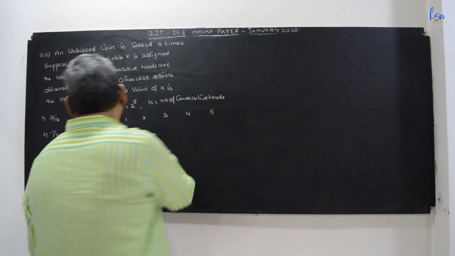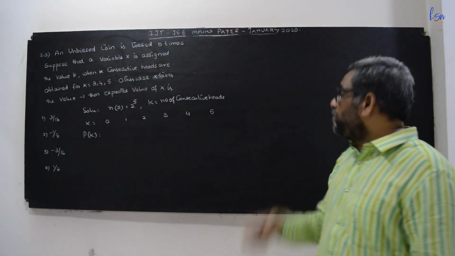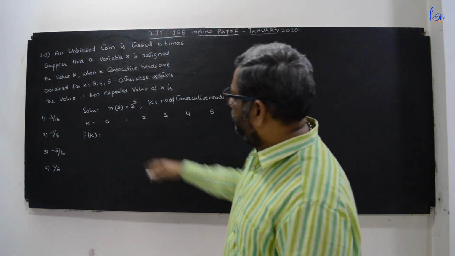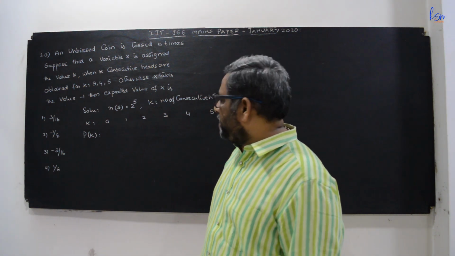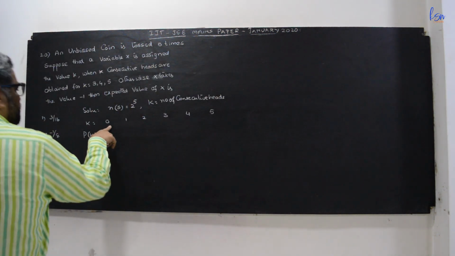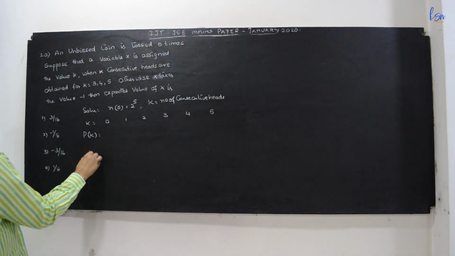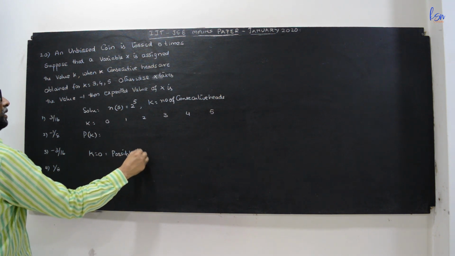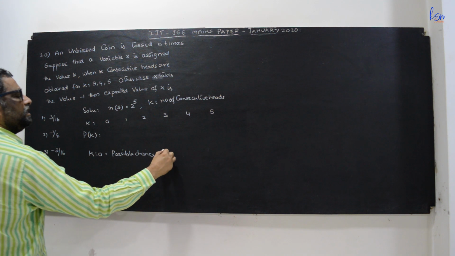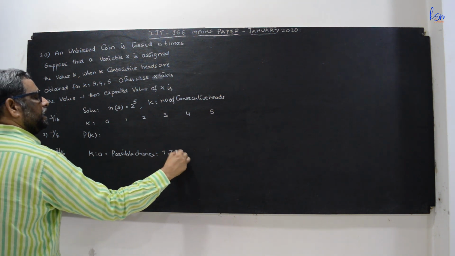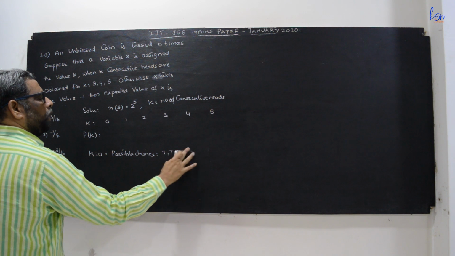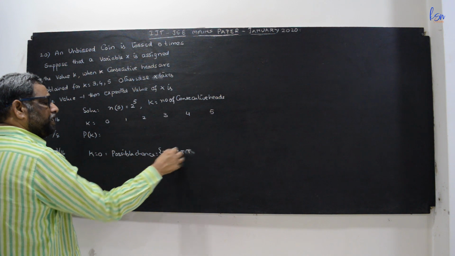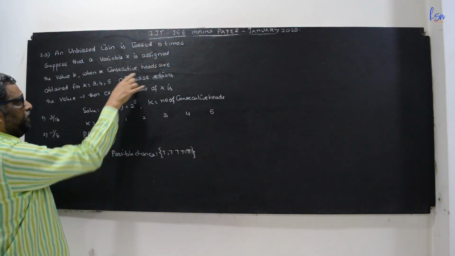Now here, if k equal to 0, that means 0 hits. If 0 hits occur, it means all the tails should come. So the possible chance for k equal to 0 is T T T T T, only one chance, all tails. So this is only one option, so 1 by 32 is the probability.